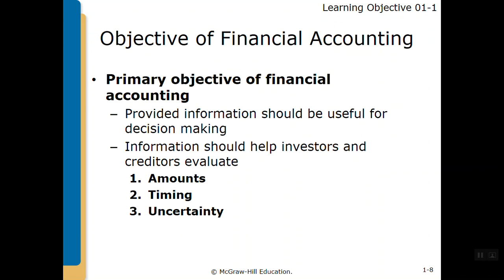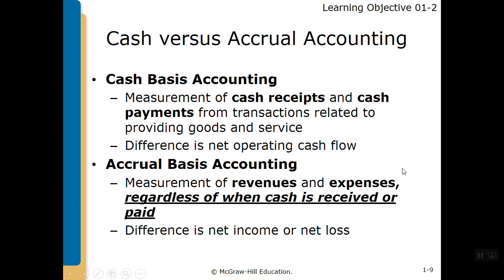All right, the primary objective of financial accounting is to provide information that's useful so someone can make a decision, and that information should help investors or creditors, or whoever's using that financial information, evaluate the amounts, timing, and uncertainty of their investment or their lending. So thinking about cash versus accrual accounting, and this harkens back to a conversation that you probably had in Principles of Financial Accounting 1.